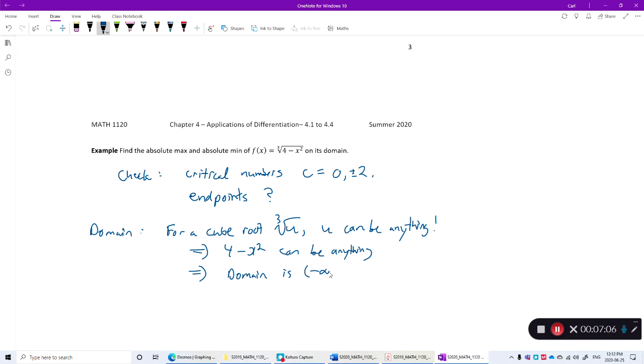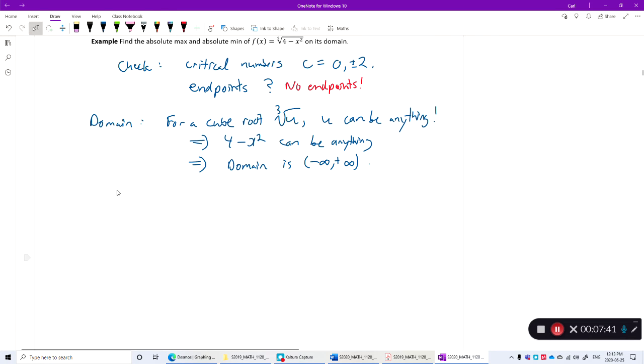The domain is the interval from minus infinity to plus infinity. So we actually don't have any endpoints here. The domain is everything. No endpoints. But what we have to do, in a sense, we still have to check what happens at plus infinity and minus infinity. So I'll show you that in a second. We still have to see what happens as x goes to infinity or negative infinity.